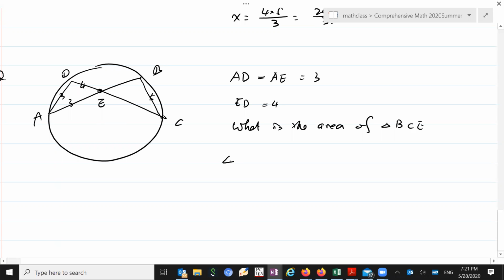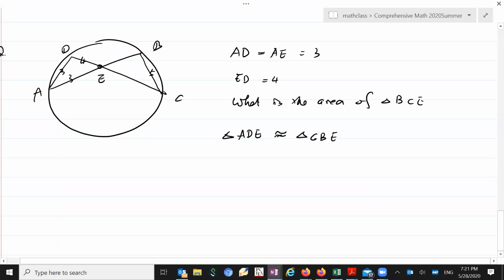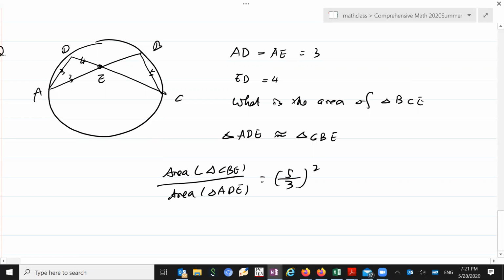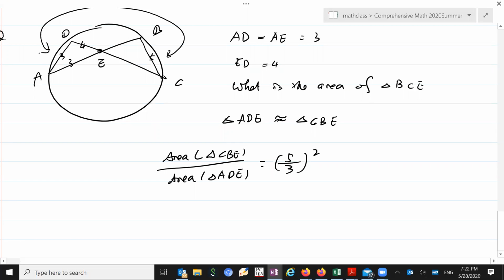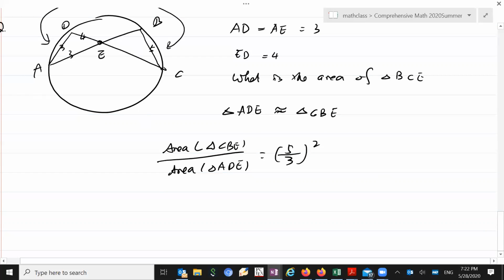All right, so first of all, you should know that the triangle ADE is similar to the triangle CBE, okay? So the area of triangle CBE over the area of triangle ADE is going to be the square of the factor, right? It's 5 over 3 squared, because these are two sides corresponding to each other. And all we have to do is find the area of ADE. So the area of triangle CBE is going to be 25 over 9 times the area of ADE.